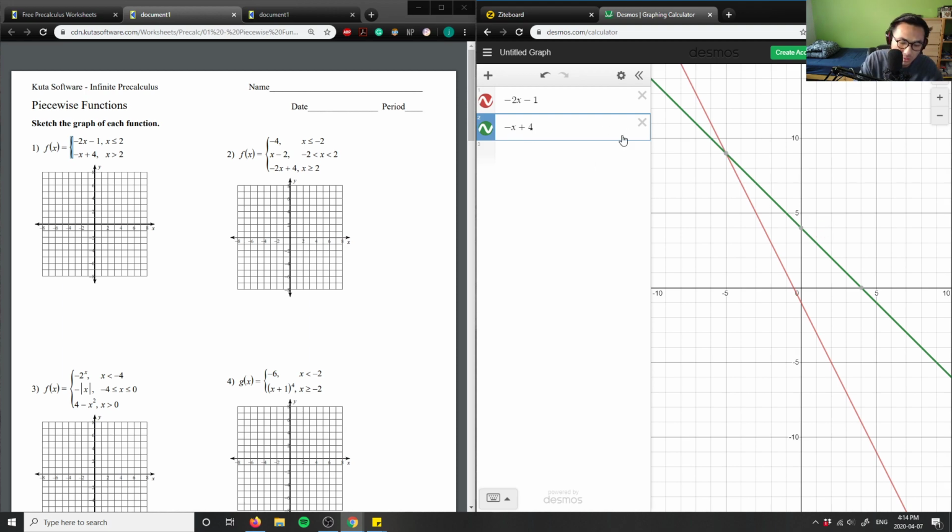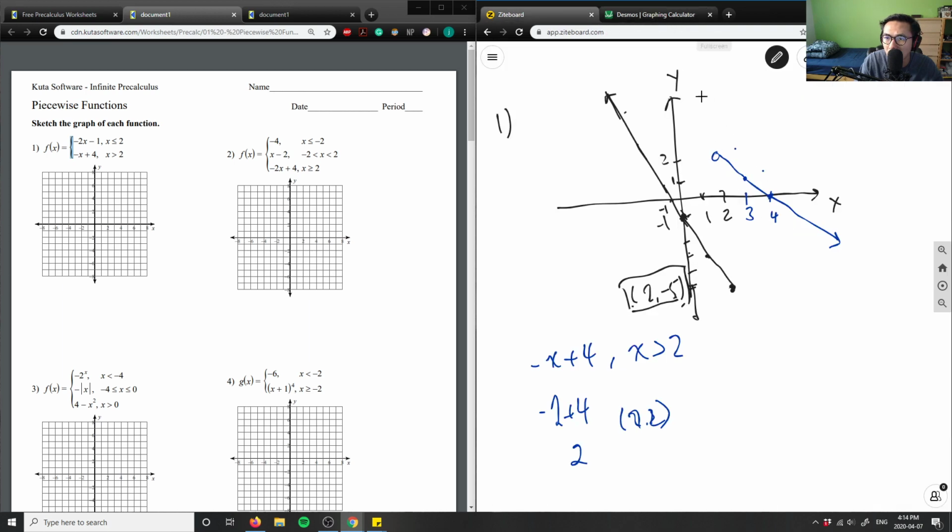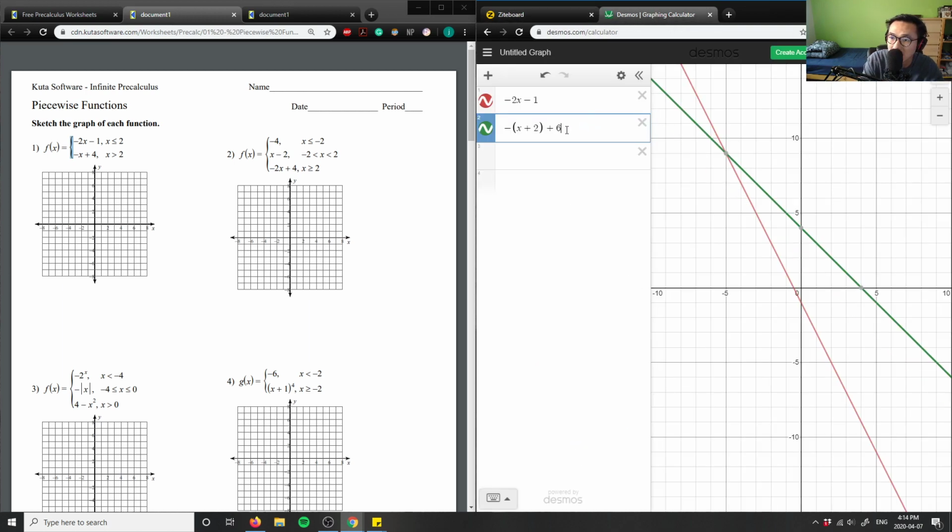Move left by 2, so left by 2 would be plus 2. Does that move it? Yeah, and then I have to move it up by 2, so this would be 6. Does that work? No, this is still (0, 4). Hold up, I want my y-intercept to be (4, 0). That's fine, but it's not going to work. Actually, I don't think we can do it on Desmos. Unfortunately, I don't know if I can do a piecewise function.